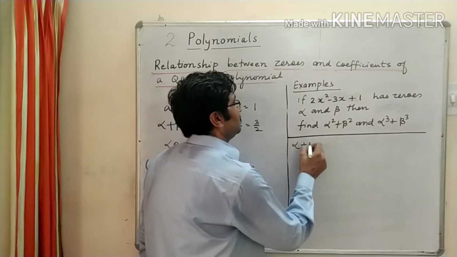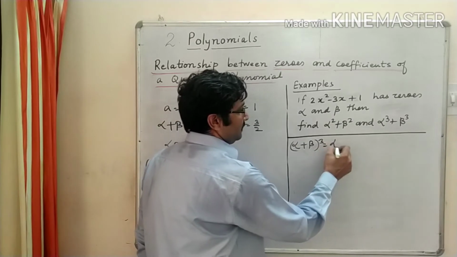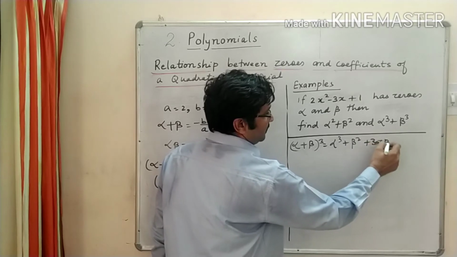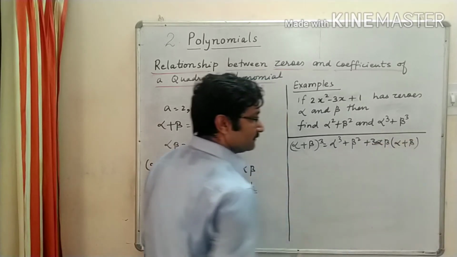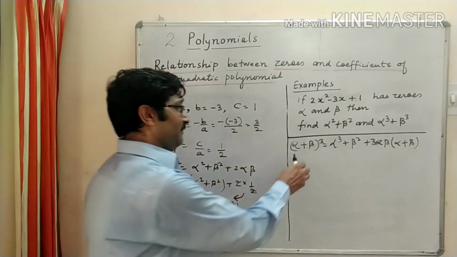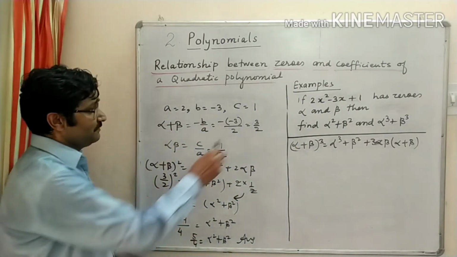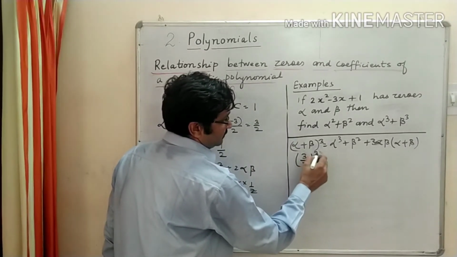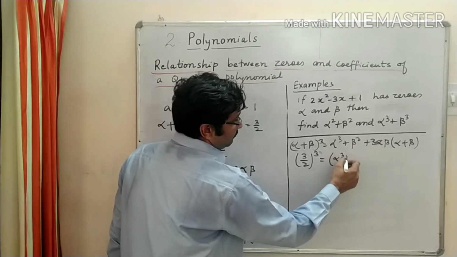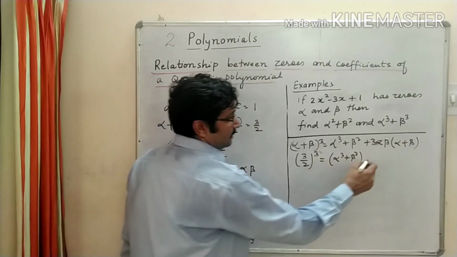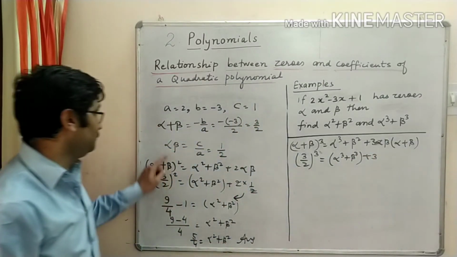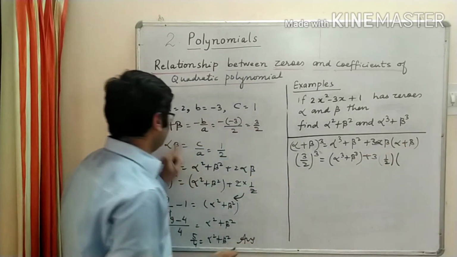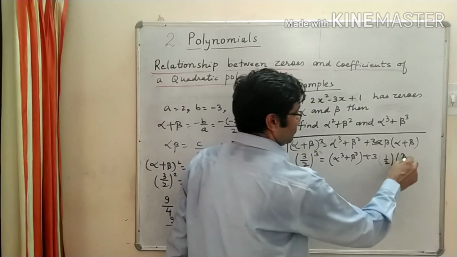So the formula for alpha plus beta whole cube I gave you: alpha cube plus beta cube plus 3 alpha beta into alpha plus beta. This formula I gave you. Here look, alpha plus beta we already found, 3 by 2, so you can put here (3 by 2) whole cube, and alpha cube plus beta cube that we have to find, you keep in bracket, plus 3 alpha into beta, what we have, 1 by 2, so you put here 1 by 2, and alpha plus beta is 3 by 2, you put here 3 by 2.